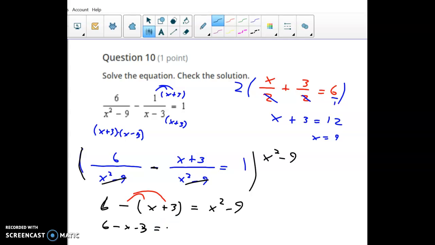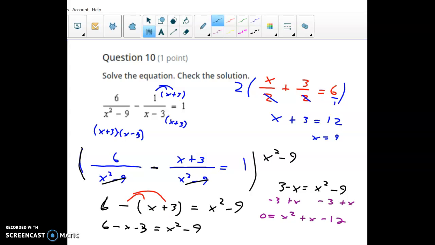Sorry for the poor handwriting, my thing is freaking out here a little bit. Then 6 minus 3, so we'll end up with 3 minus x. Okay, and now I have an equation with x squared and x, so I want to get 0 on one side and solve that. So I'm going to minus 3 and add x. You want to keep the x squared part positive if possible. Okay, so after that step, we'll have 0 on one side. So we'll have 0 equals x squared plus x minus 12.